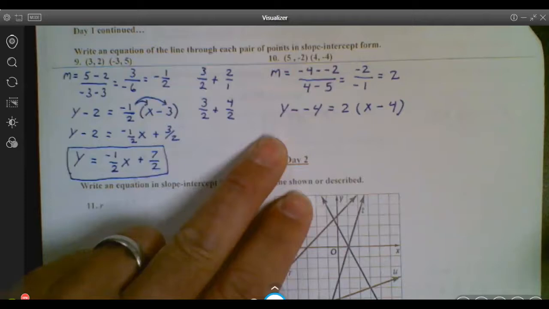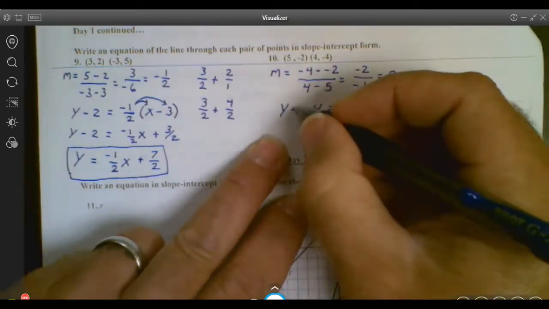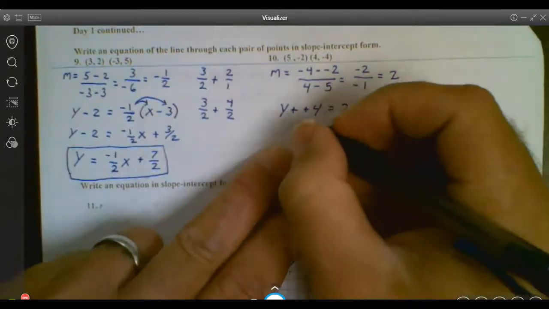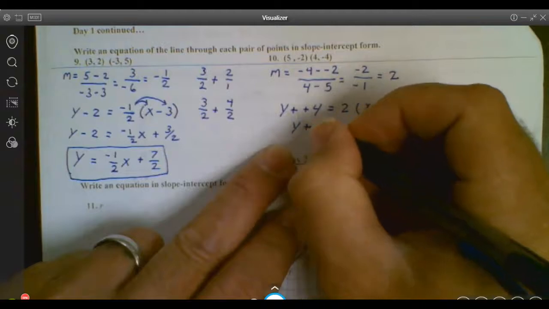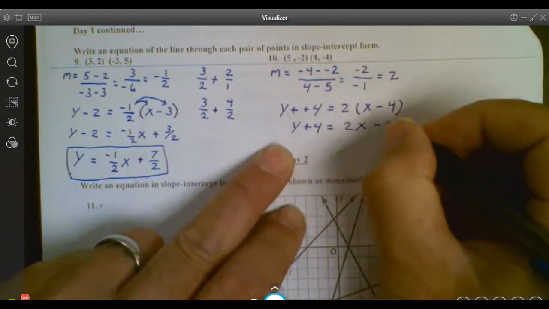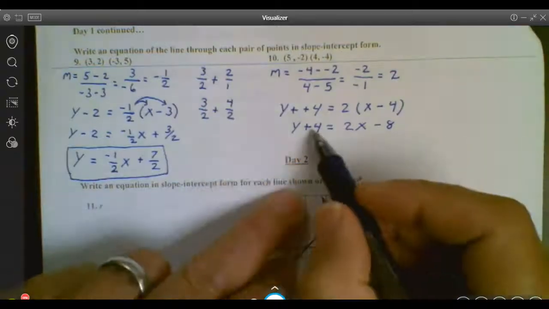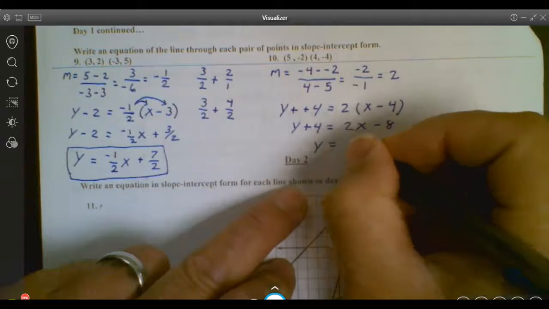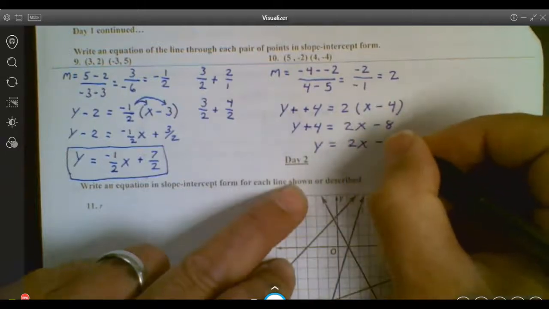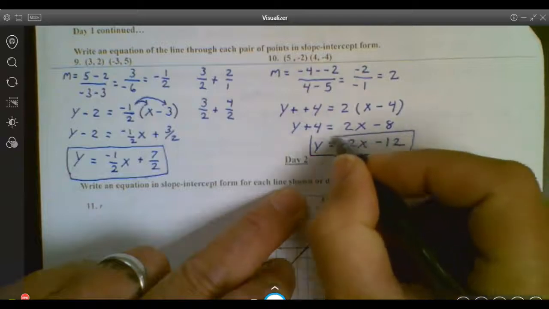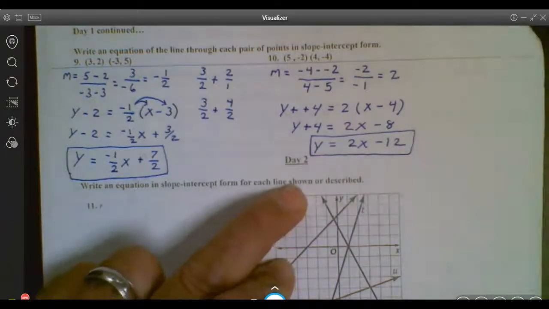So there's my answer in point slope form, although I would make this a plus. There's my answer in point-slope form. But if they want it in slope-intercept form like this one does, remember it's a two-step process. You have to distribute first. So on the right side, I'm going to distribute the 2. And then I need to move this guy over. So in this case, I'm going to subtract 4. And get that as my answer in slope-intercept form. And that is it for part 1 of this lesson.